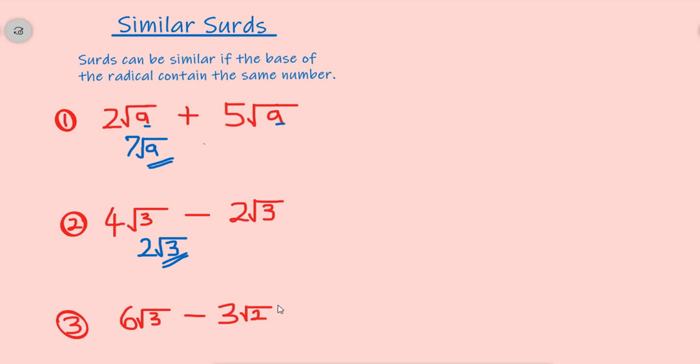But look at this number 3. We have 6 root 3 minus 3 root 2. How can we solve this? These are not the same. This root 3 here and root 2, they are not the same. So can we just say 6 minus 3 to give us 3 root what? So we are not going to solve it. We are going to leave it like this and move on.